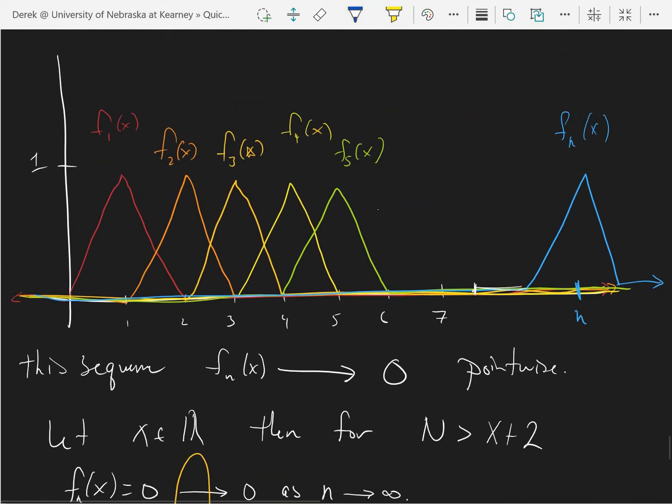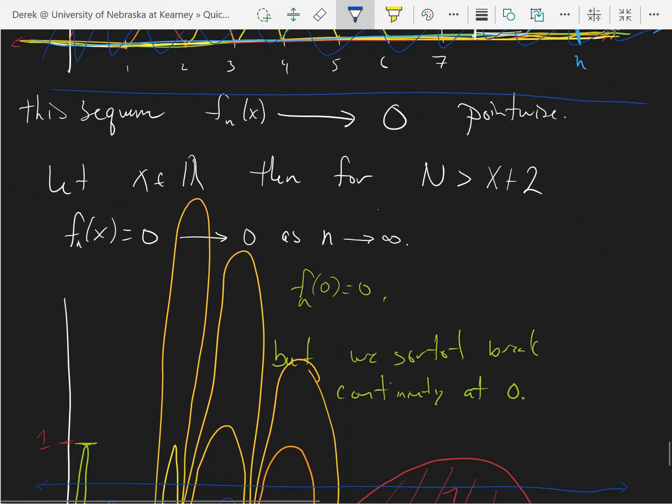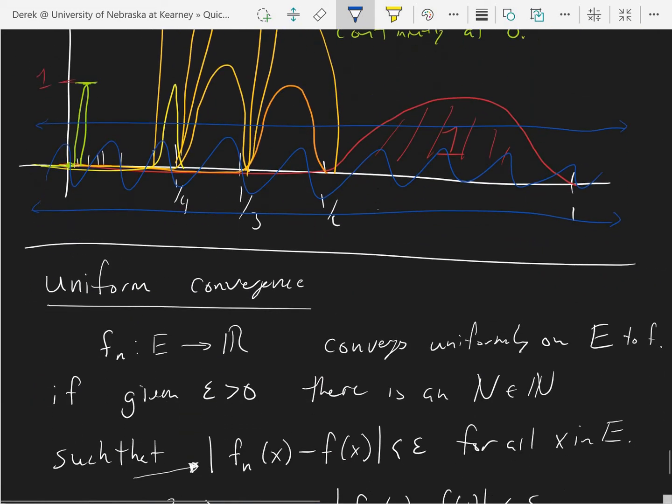Same up here. If I take an epsilon of 1/2 around 0, then all of the functions would have to stay inside this blue region here, but none of them actually stay inside the blue region. All of them are in some sense far away from 0. So these converge pointwise, but not uniformly. Okay.